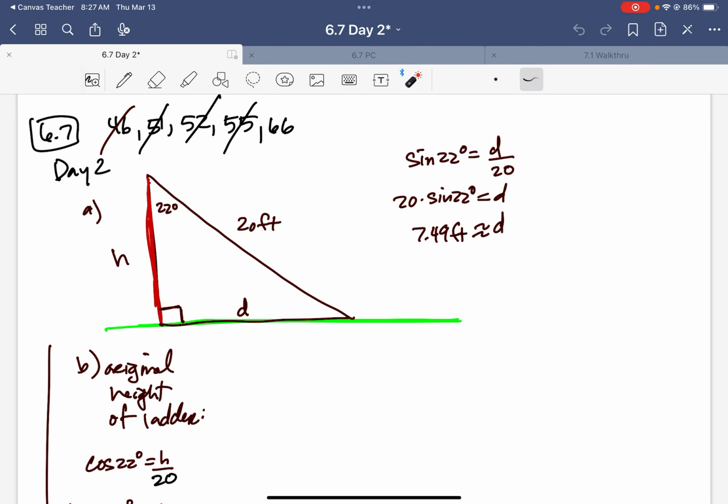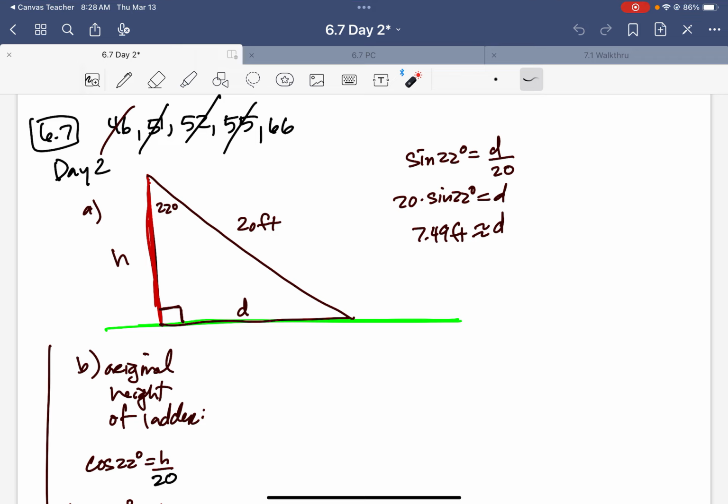Let's do some 6.7 day 2. So in this one, we've got a 20-foot ladder leaning up against a wall. The angle it makes with the wall is 22 degrees, and we have a distance on the ground from where the ladder touches to the wall. And what we want to know is, what is this distance?